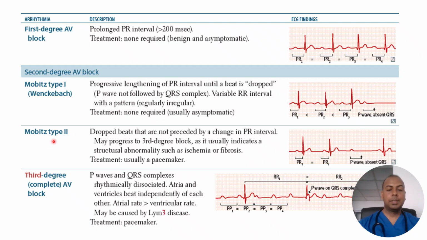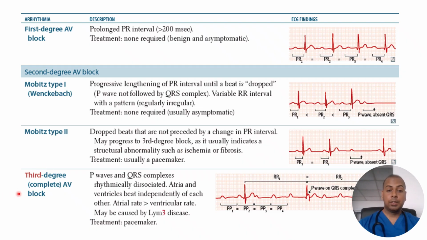Then there's the Mobitz type 2, where you would have drop beats. The main difference between this and Mobitz type 1 is that there's no change in the PR interval. The PR intervals are constant. In contrast with Mobitz type 1, the PR interval prolongs until there's a drop beat. This may progress to third degree AV block.